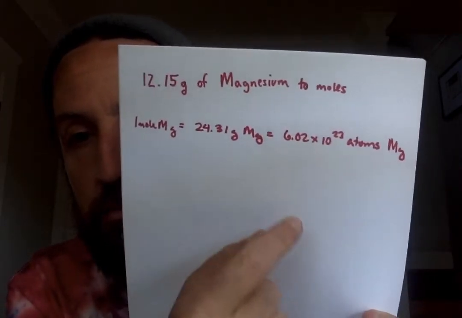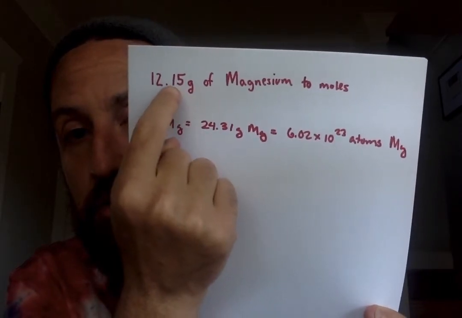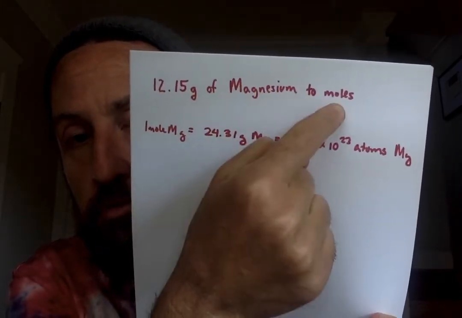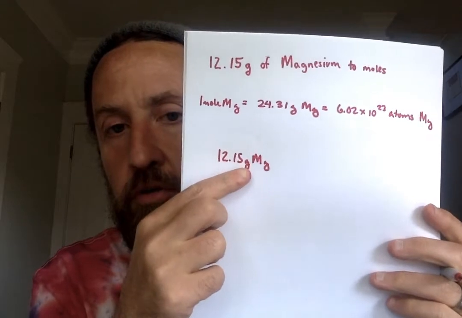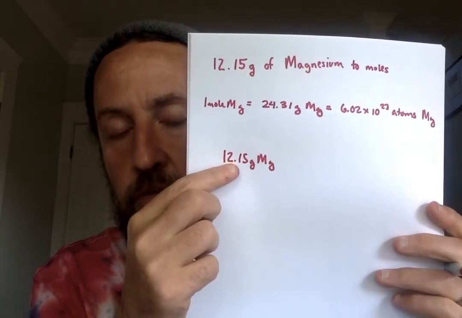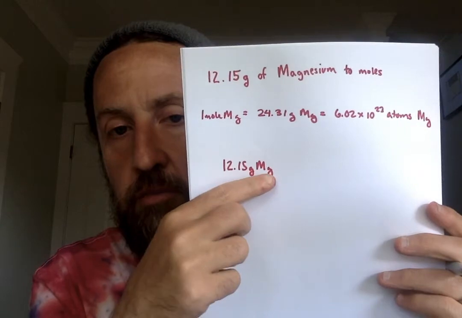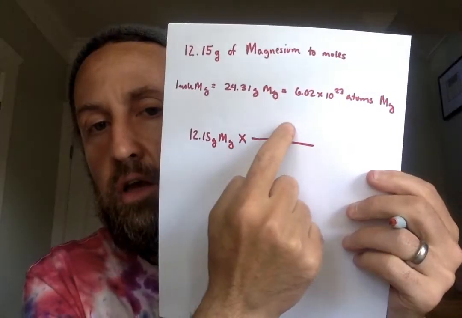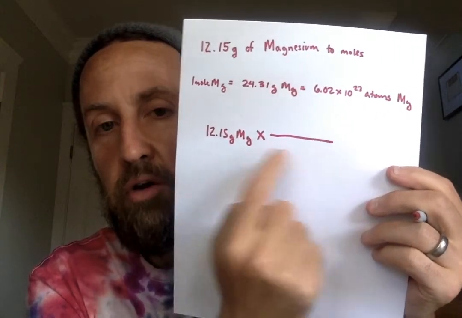So I have this relationship now: 1 mole of magnesium is 24.31 grams of magnesium, and then it's this many atoms. But all I'm being asked to do is grams of magnesium to moles, okay? And so I take my 12.15 grams of magnesium, and when you set up this problem, always be sure of number, unit, and kind. So my number is 12.15, my unit is grams, and then my kind is magnesium. And then make sure that when you set up your ratio like this, the top is what you want and the bottom is what you have.